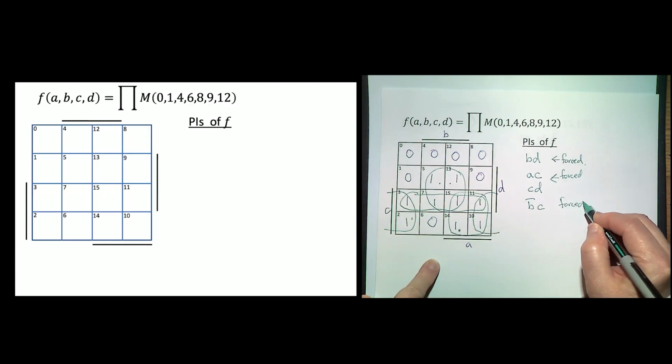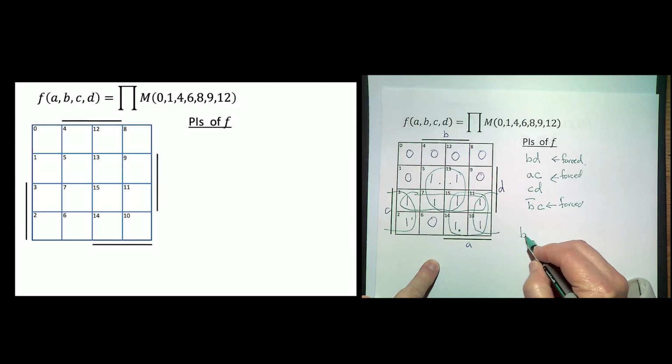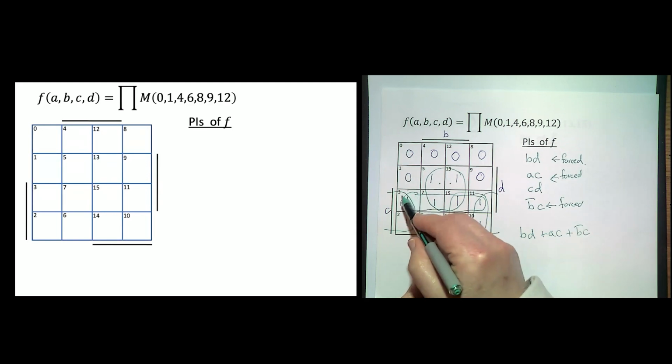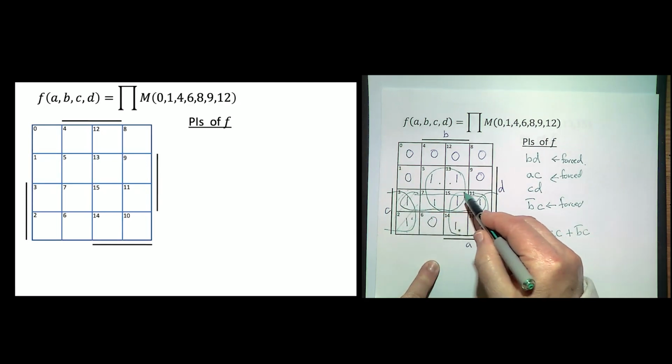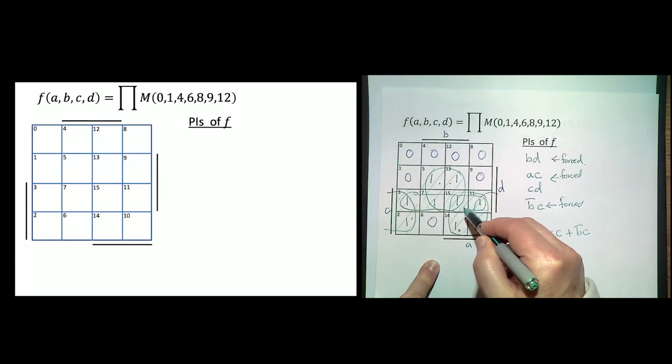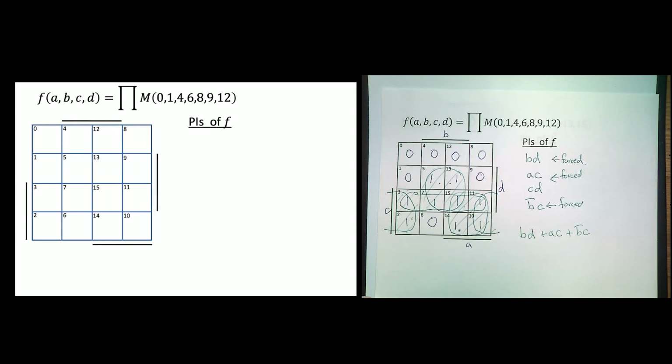Okay. All right, so my sum of products is going to have BD, it's going to have AC, and it's going to have B bar C, which means that I have covered this, and this. I don't need to cover anything else, right? That's it. So I don't need to take CD. Number of literals is 6. Okay. All right. So that's our sum of products.